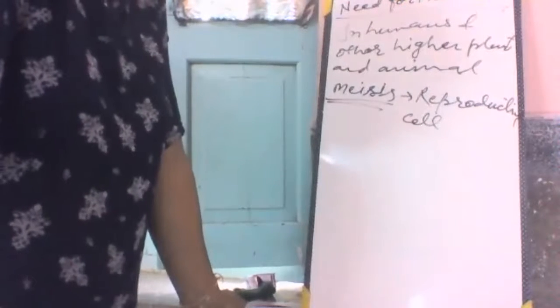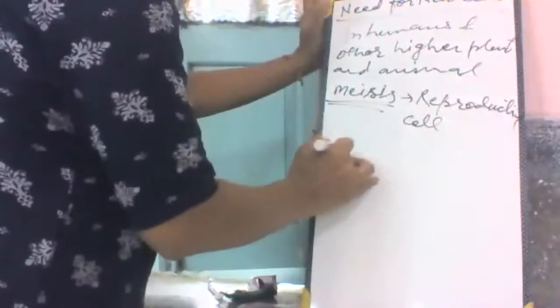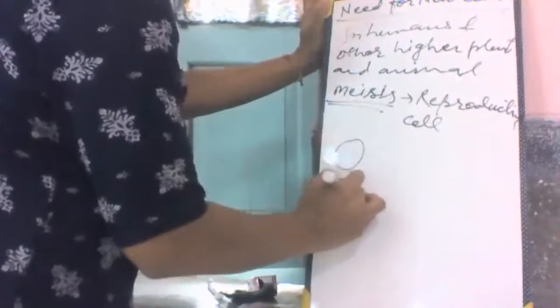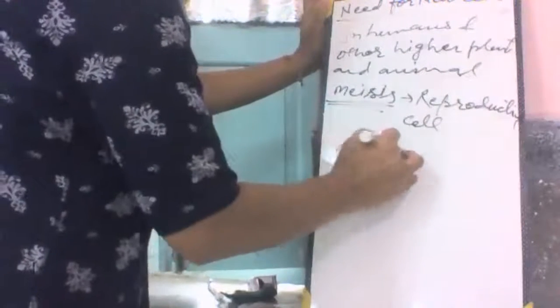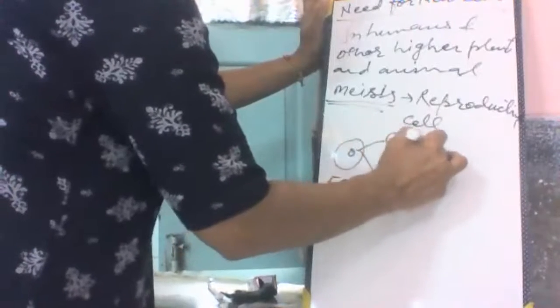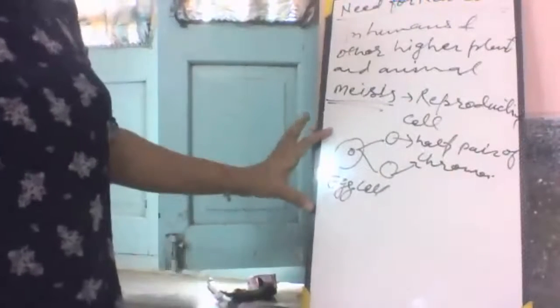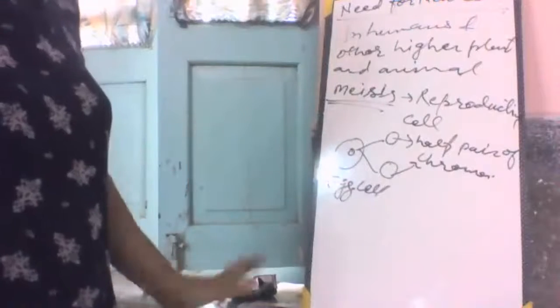The sperms and eggs receive only half the number of chromosomes of their parent cell. This is an egg cell. When it divides, it forms two cells, and they have half the pairs. In the reproductive cell, the number of chromosomes is halved in both daughter cells. This type of cell division is known as meiosis.